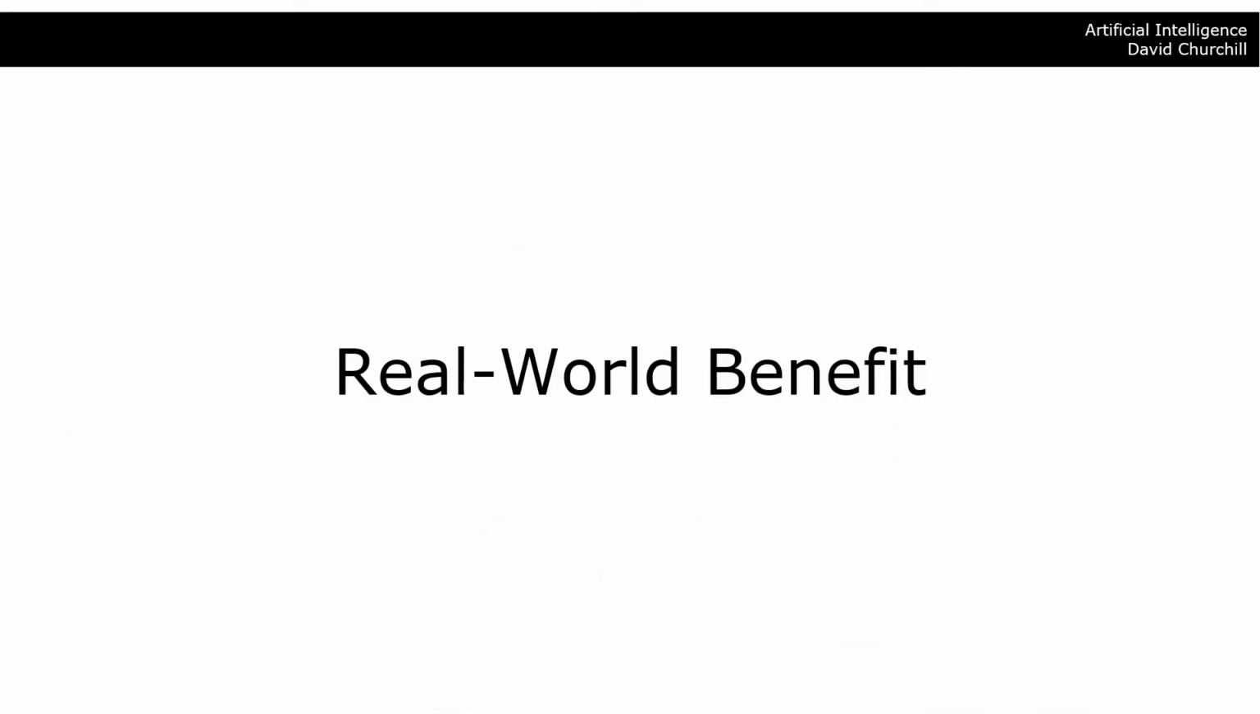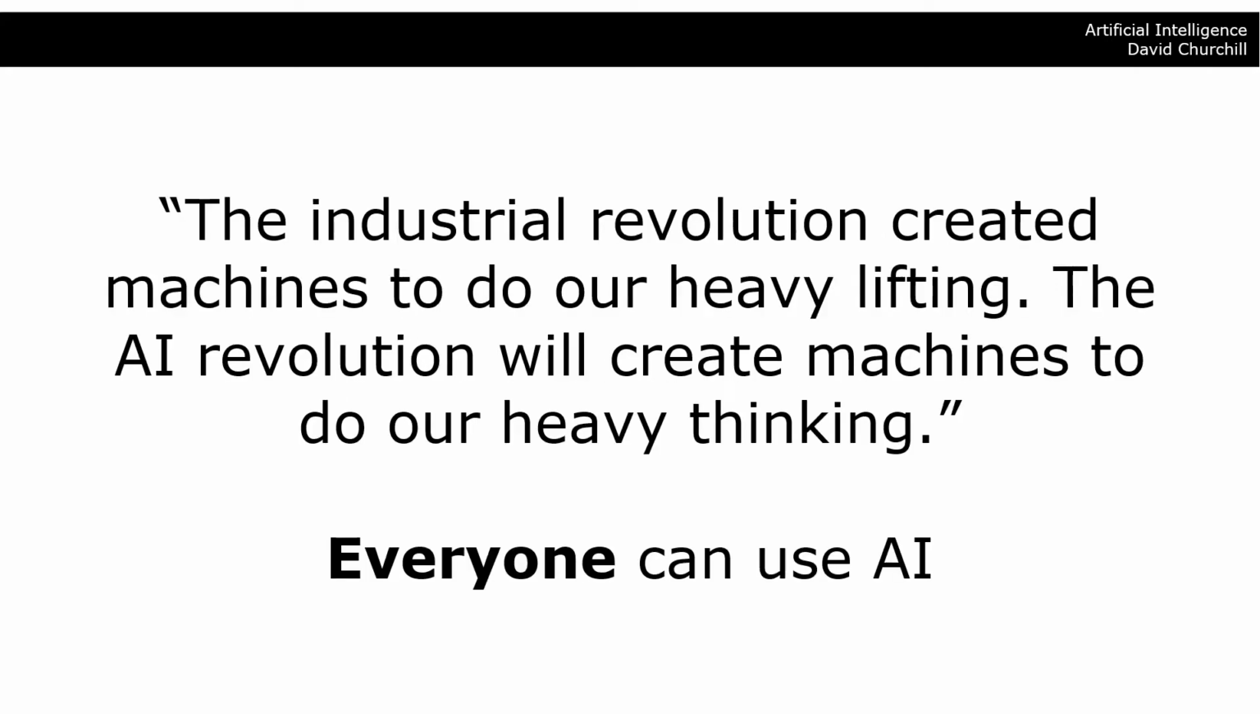So now we can see that modern AI systems are capable of outperforming the decision-making power of some of the world's most intelligent humans in their given domains. And as AI power approaches this level, we can actually start to imagine the type of real-world benefit that this may have for us as an everyday society. One quote that I saw on this topic that I really liked was that the Industrial Revolution created machines to do our heavy lifting. The AI revolution will create machines to do our heavy thinking. And as such, everyone can use AI.